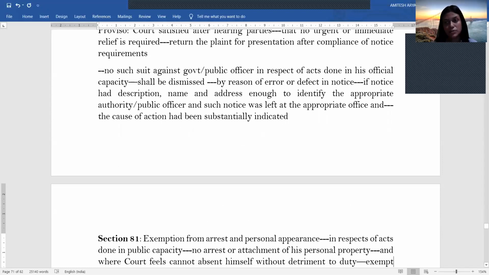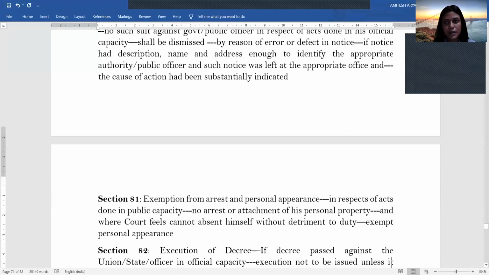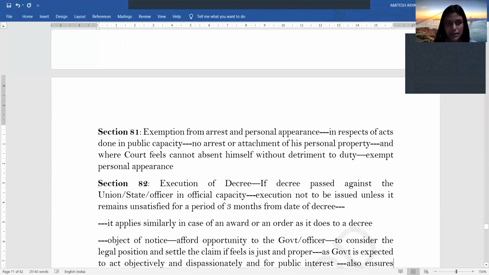So section 80 becomes very important. You have to remember the notice, 2 months, and which officer. It is a mandatory thing, but sometimes for immediate relief, the court may allow you to proceed. And if it has description, name and other such particulars, then a defect will not be a ground to reject the suit.